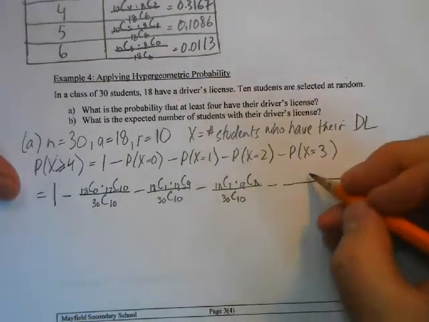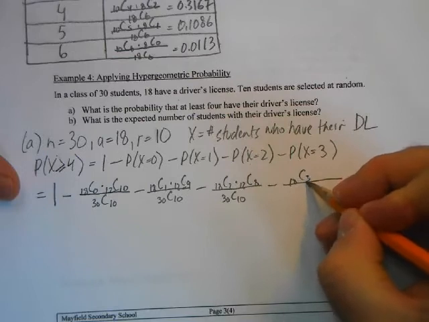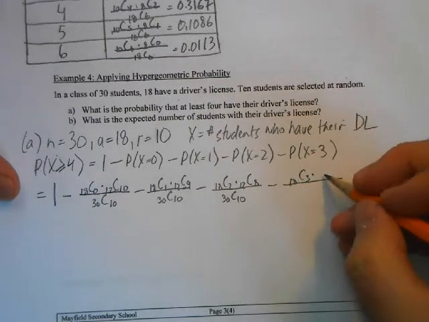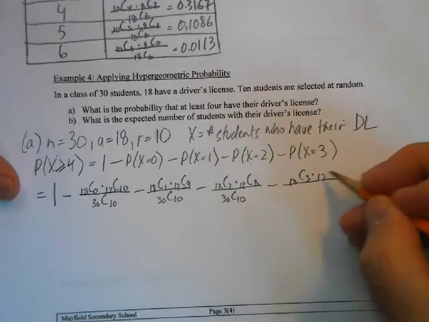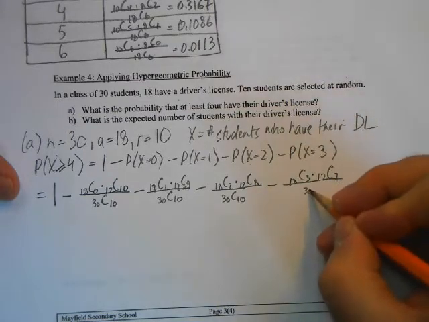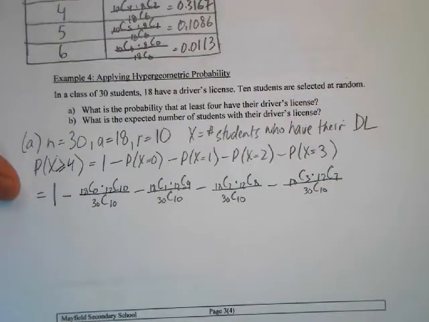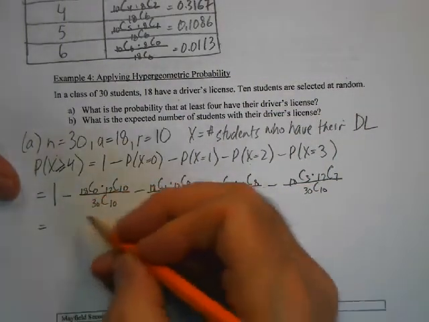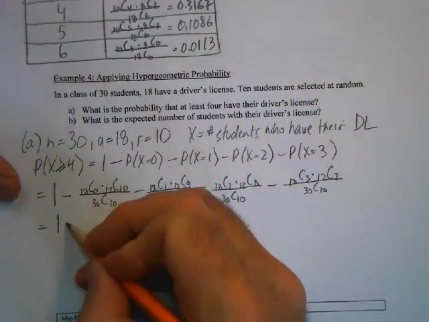And then 18 choose 3 times, so 3 that have their license, 7 that don't, 12 choose 7 over 30 choose 10. Okay, so I'm going to go right to the final answer, like I did on the tables.